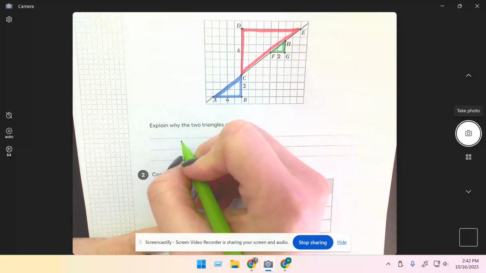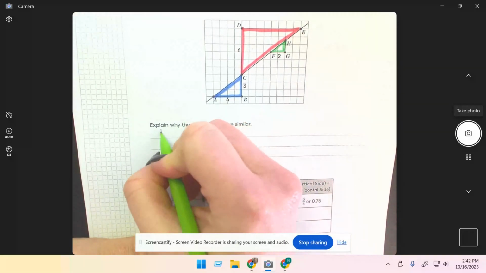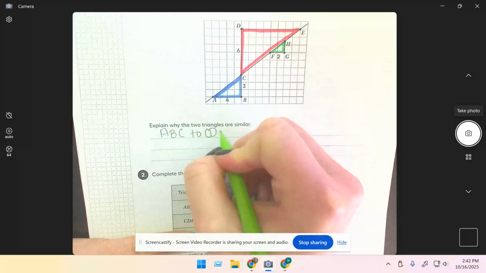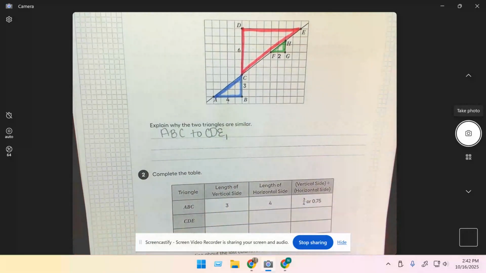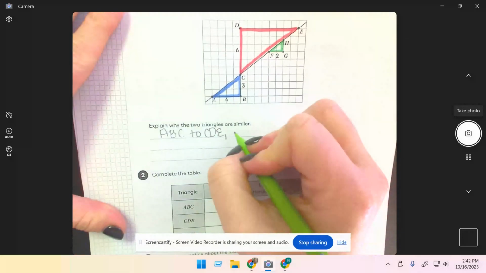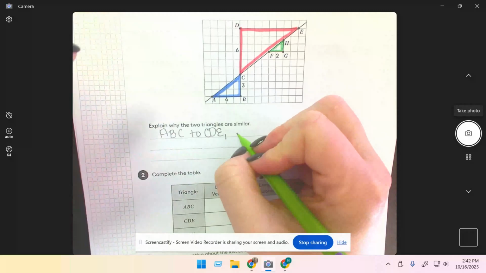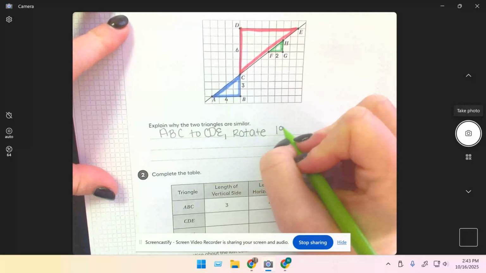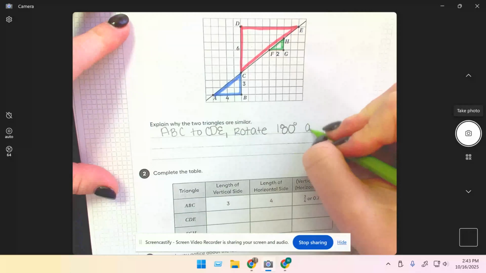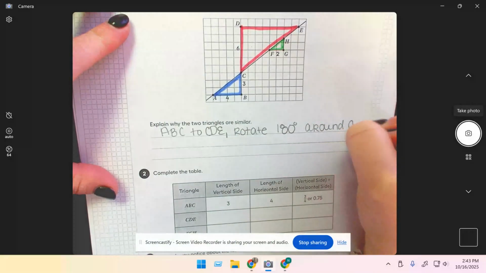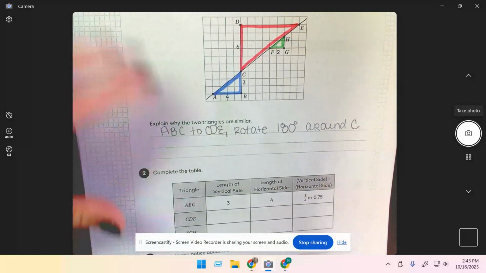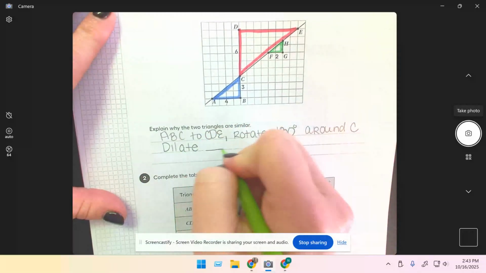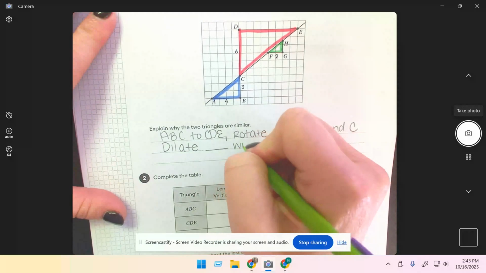All right, so again, there's more than one option. One option, we can take ABC to CDE. So hopefully you're thinking, well, I know the sizes are different, so it needs to be a dilation. But also they're in different spots, so a rotation as well. So we can rotate 180 degrees around C. After we do that, we can dilate. Let's figure out the scale factor in a minute with the center C.